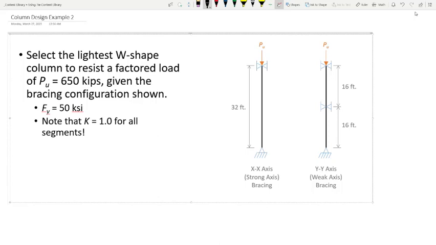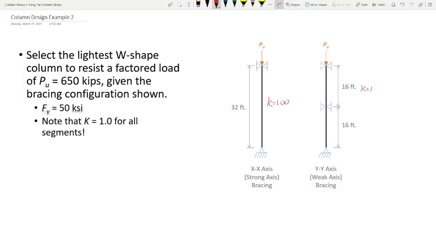Now I've given you the bracing configuration shown. I also decided to make that part easy, because we've already handled example problems and homework problems where the bracing configuration gets weird. Let's just keep that part simple. We've got a situation where the x-axis is unbraced along its entire length. The y-axis, we have a brace at midspan. The other thing is that everything's pin-pin, so we know that K is 1 for every segment. Again, we're keeping that part easy. That part's really straightforward.